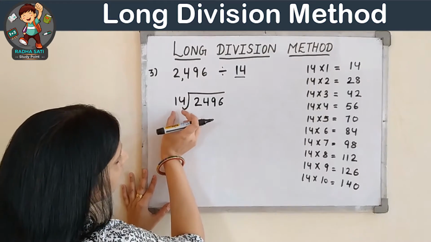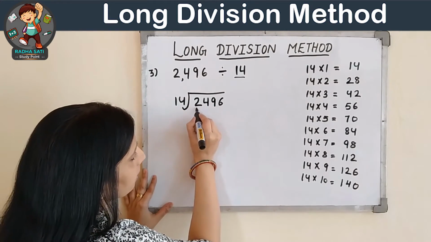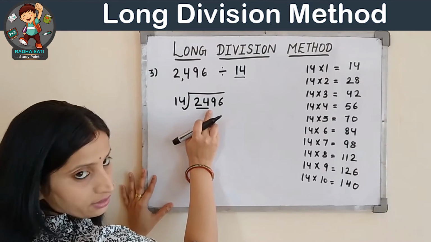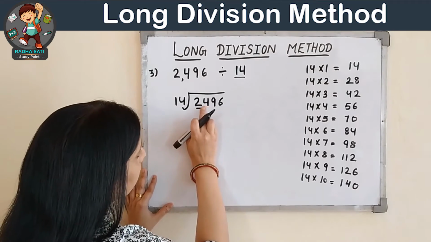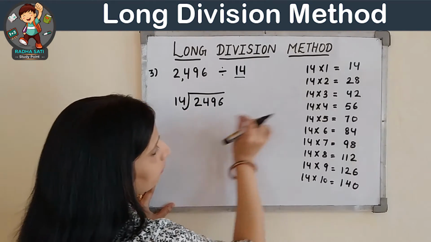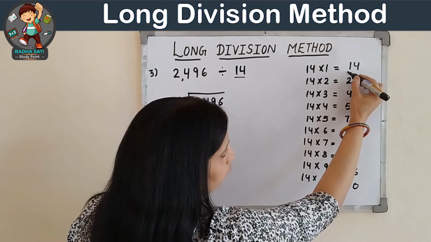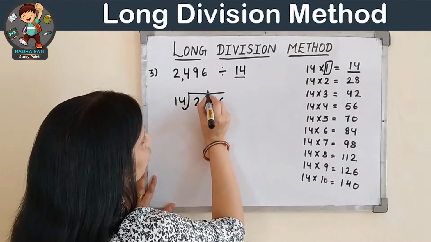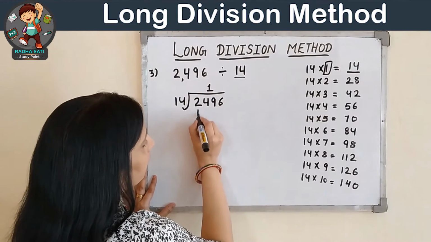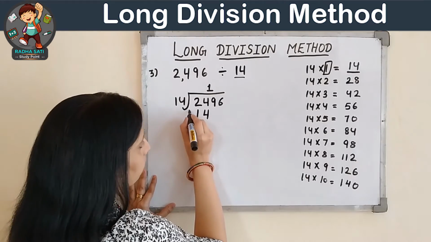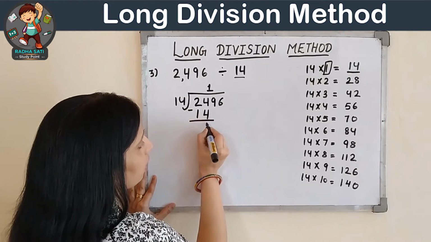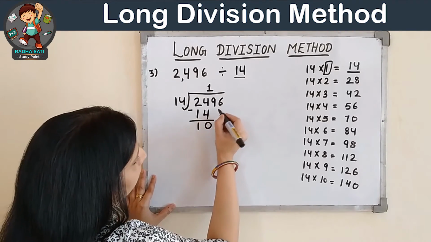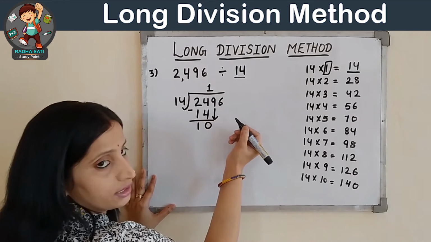Here it is 14. It is of 2 digits. So we will consider these first 2 digits. So we will consider 24 here. And the number just less than 24 in the table of 14 is 14 only. 14 ones are 14. And it is coming one time. So we will write 1 here. And we will write 14 here. Now 4 minus 4, 0. 2 minus 1, 1. So our next step is copy down the next digit.